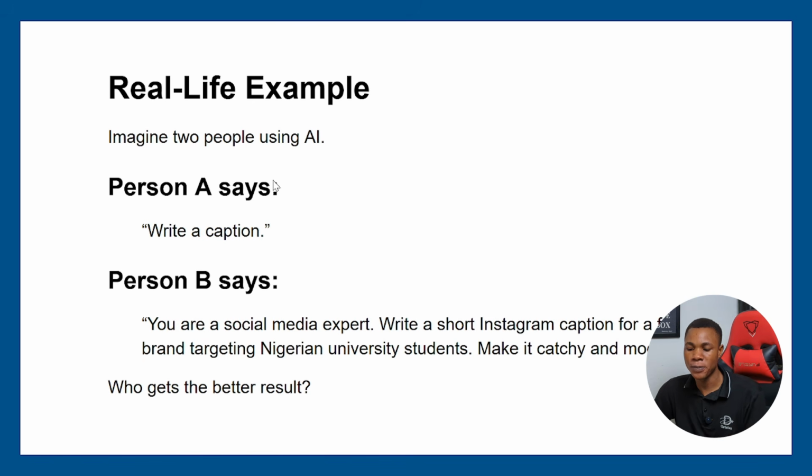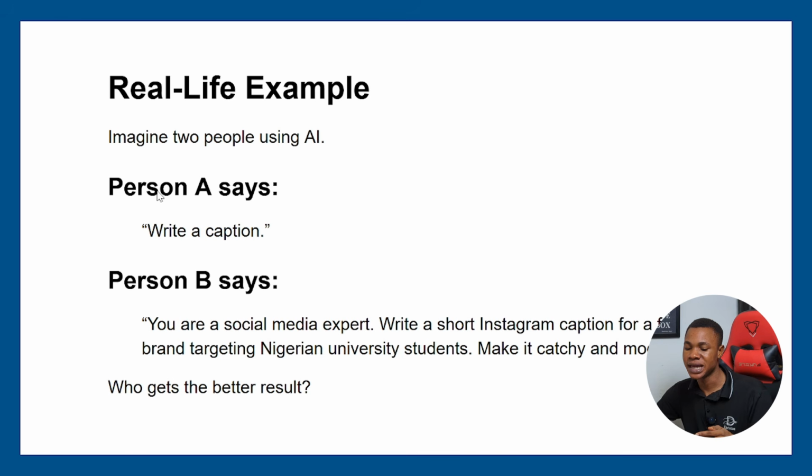Now imagine two people using AI. Let's say person A says: write a caption. So the AI does not understand which caption he's writing for. Is that okay? So person B says: you are a social media expert. Write a short Instagram caption. So you can see that, if we do the practicals now, you can't compare the result of person A with person B. Why? Because this one is more broad and that one is more specific.